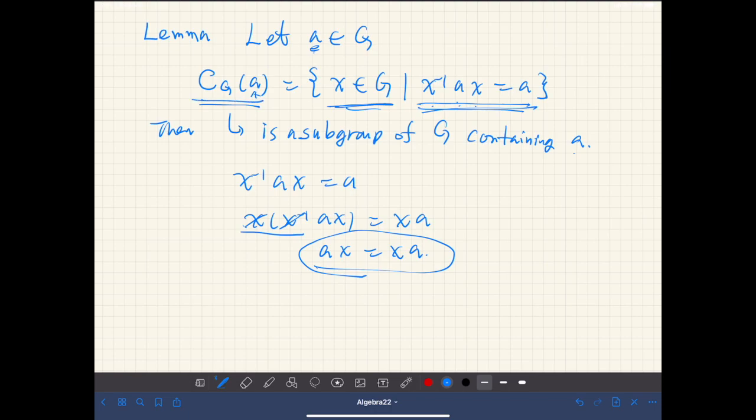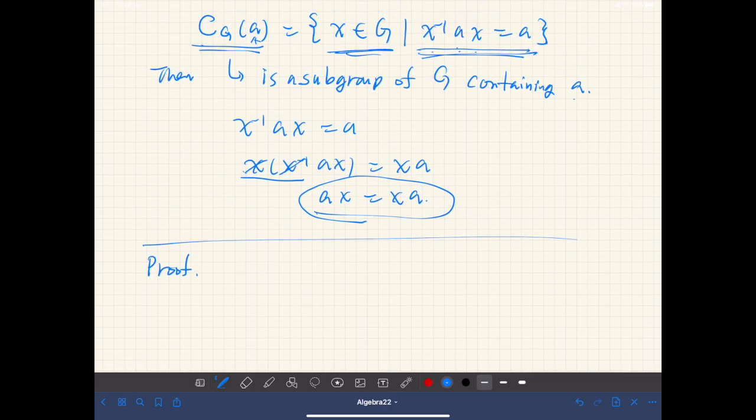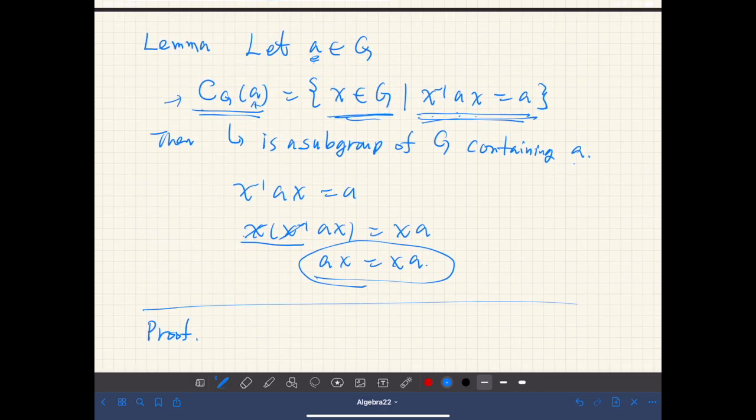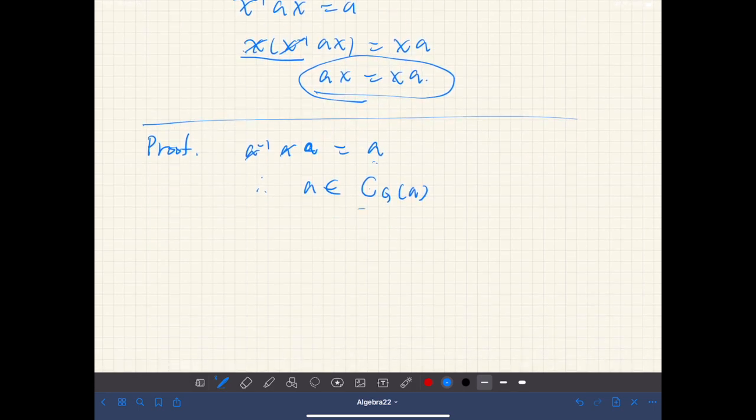Then we want to prove that this is a subgroup of G. So let's prove this. Of course, we want to use the subgroup criterion. But before that, we need to check that this set is non-empty. This is easy to see because A inverse A A is equal to A, right? So this and this will cancel, so we have A. That means, therefore, A is an element of this set C_G(A). Therefore, this set is non-empty.